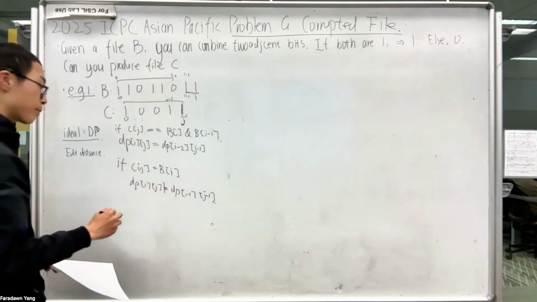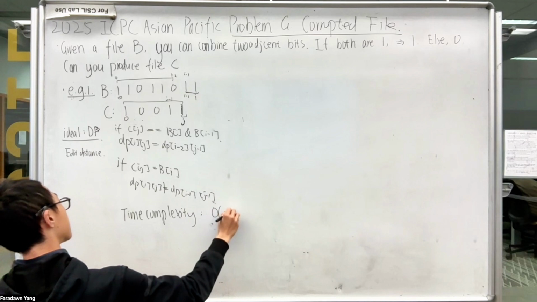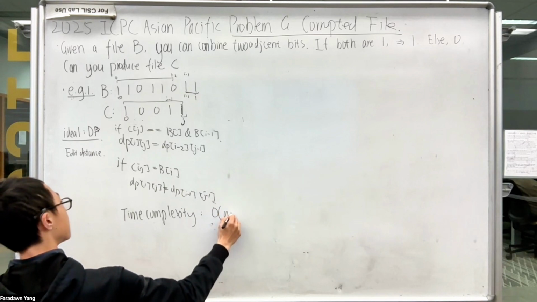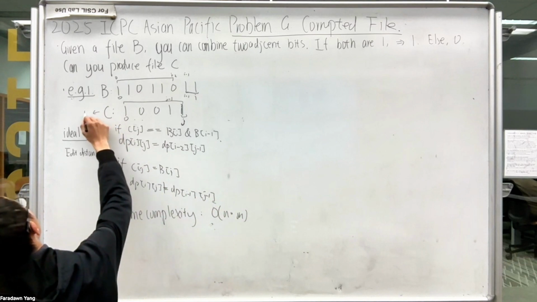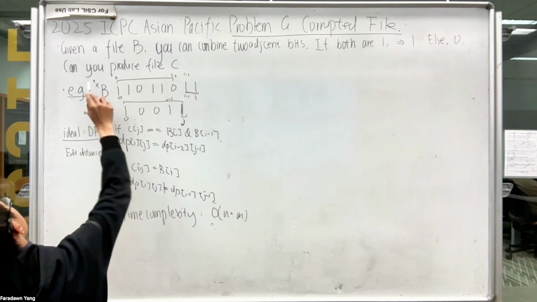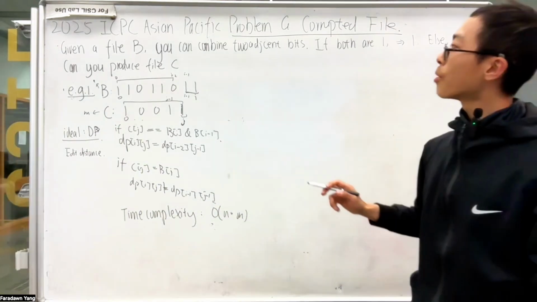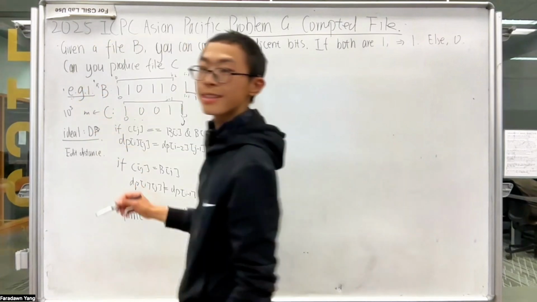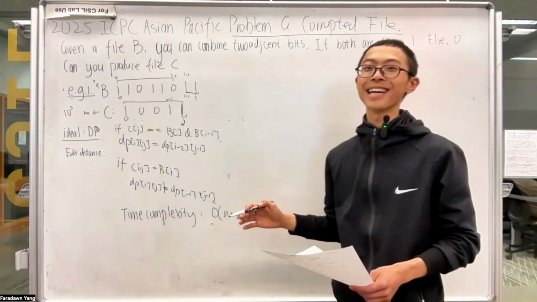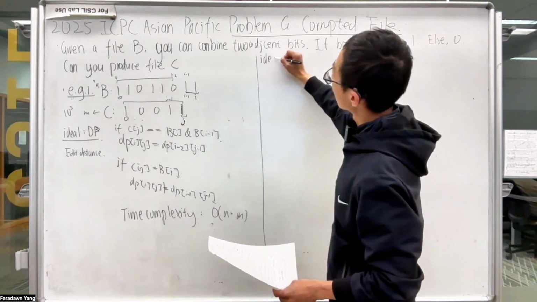What is the time complexity of this method? It should be O(n) times m, let's say C has a length of m and B has a length of n. So the time complexity is their multiplication. What if m and n are both 10 to the 5th? We can't use a two-dimensional dp, right? What is the correct approach?